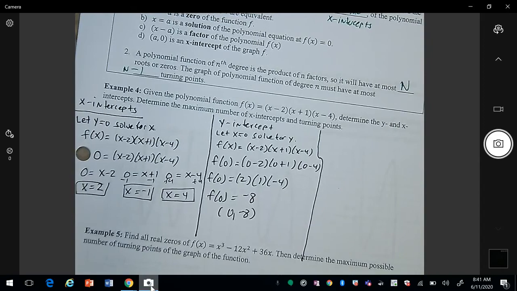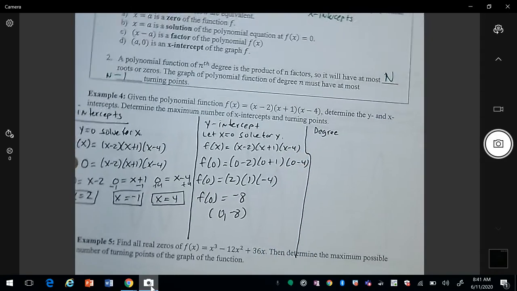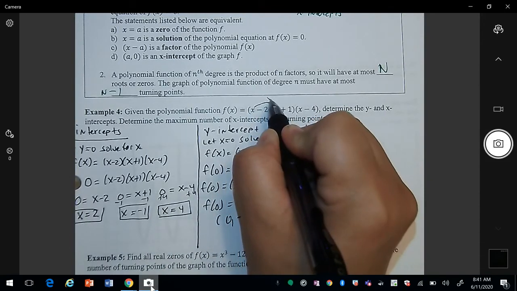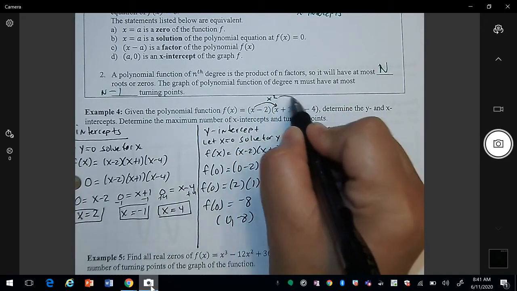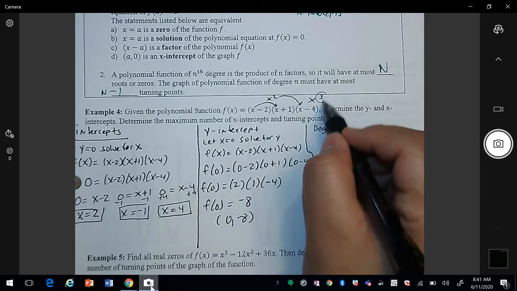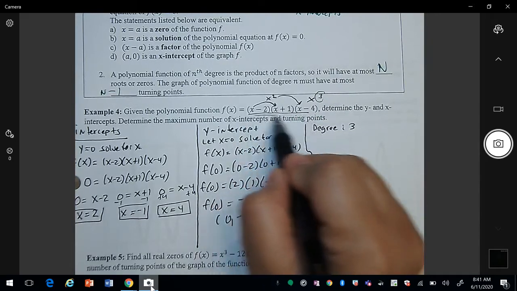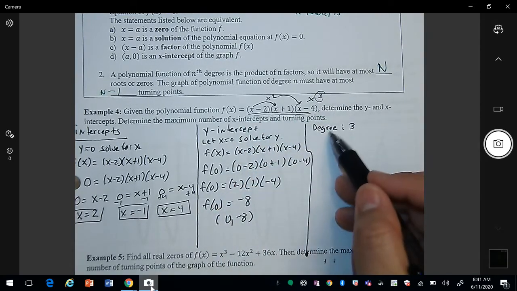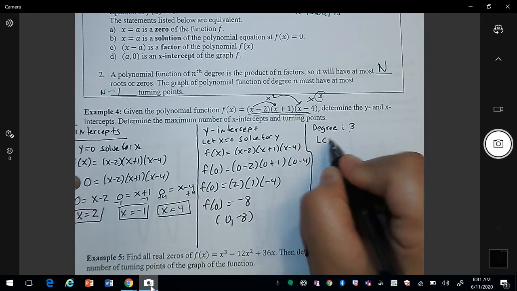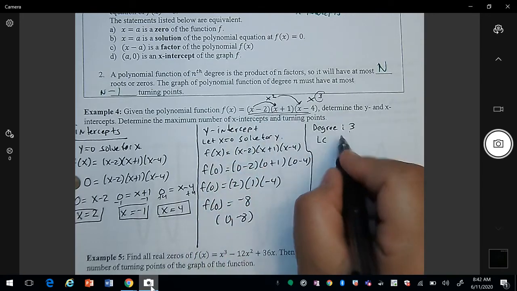Notice here that our degree for this polynomial: if I multiply x times x, I get x squared, and then x squared times x is going to be x cubed. So my highest degree is going to be 3. I encourage you to multiply this entire thing out, and you'll see that we still have a degree of 3. And our leading coefficient is 1 times 1 times 1, which is 1.